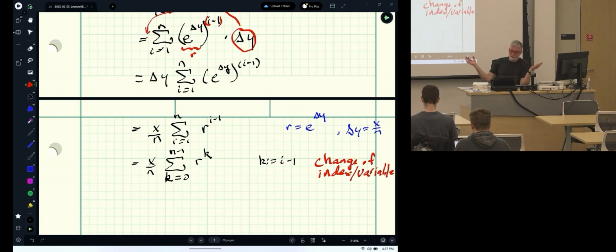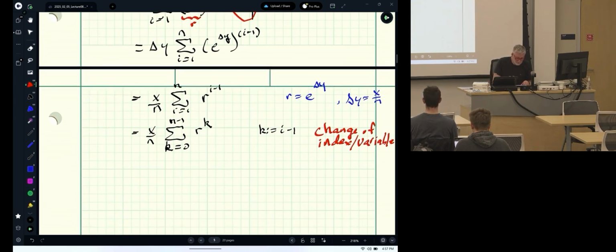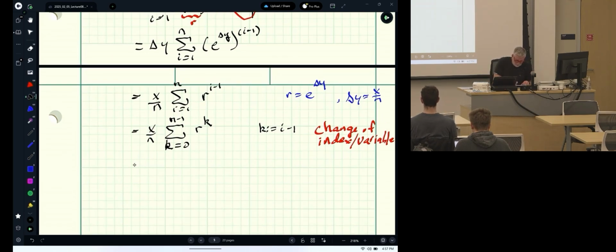Okay, so now it looks exactly like a geometric sum. And if you don't have the formula memorized, it's not a big deal, but you can always look it up. You get (1 minus r to the n) over (1 minus r). And that's because it's a geometric sum.